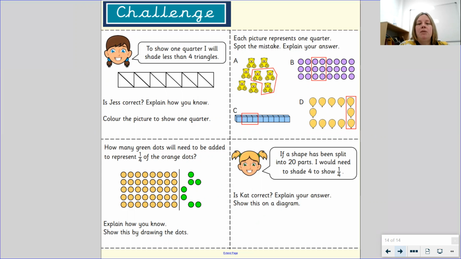If a shape has been split into 20 parts, I would need to shade 4 to show 1/4. Is Cat correct? Explain your answer. Show this on a diagram.